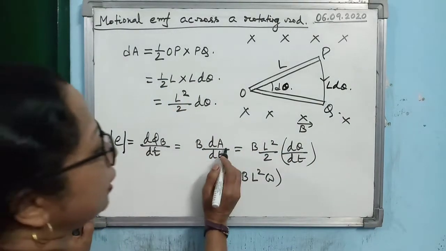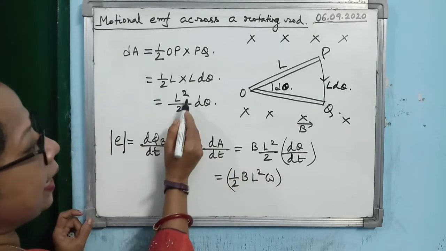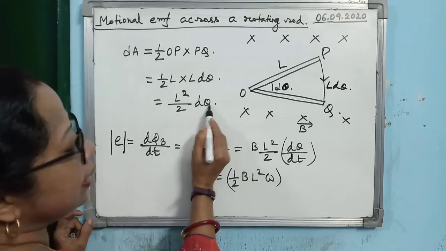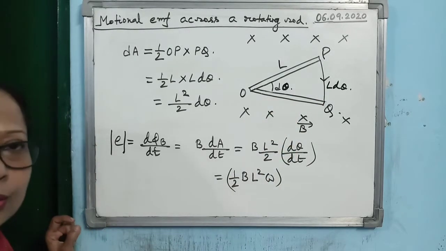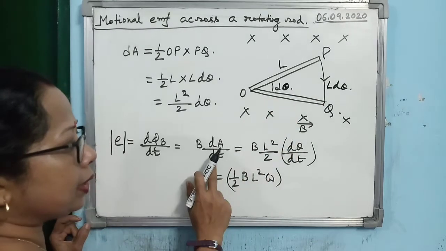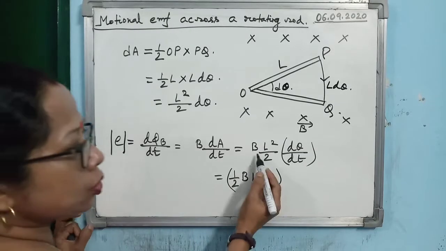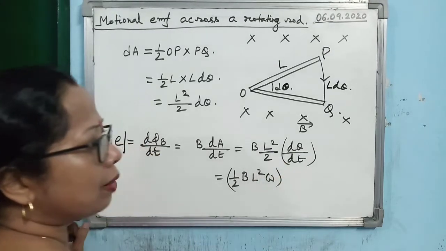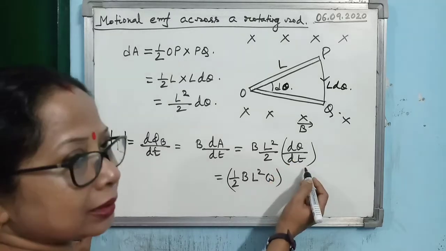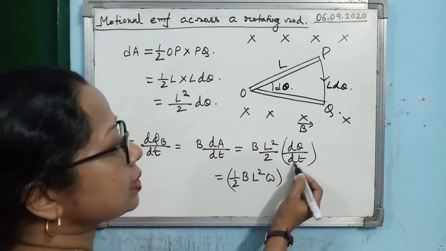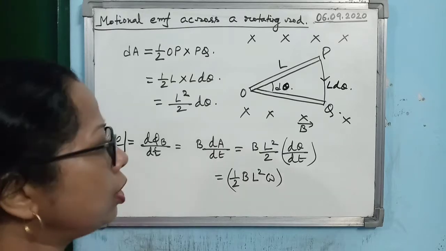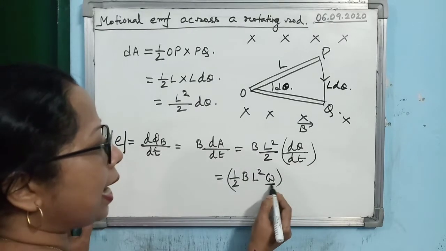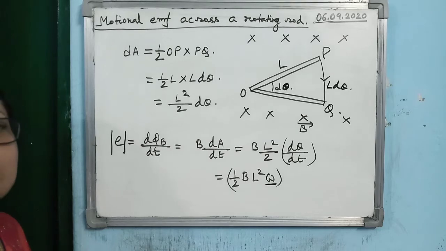After that you substitute A, which is L square by 2 d theta. Again, L is the length of the conductor, which does not depend on time, so you can take it outside the derivative. So you get B L square by 2, then d theta by dt. Now what is d theta by dt? Theta is the angular displacement of the rotating rod, so d theta by dt will be the angular velocity omega of the rod.